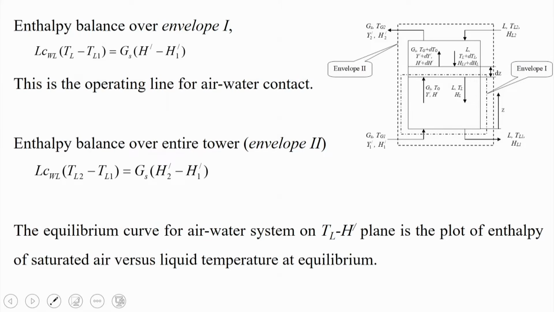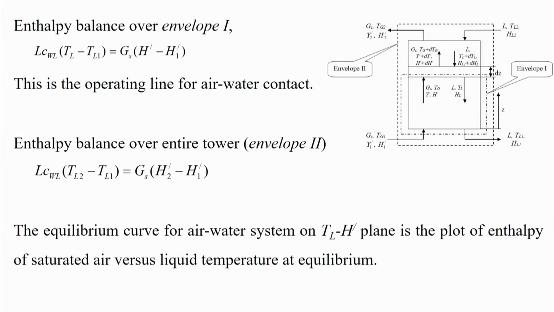Now, the enthalpy balance over this envelope one. The amount of enthalpy lost through the water is L CWL into TL minus TL1, where TL is the temperature of the liquid at any point, and it enters at TL1. So the amount of enthalpy lost, L CWL into TL minus TL1, will be nothing but the enthalpy gained by the air, Gs into H prime minus H1 prime. So, this is the operating line for the air water contact.